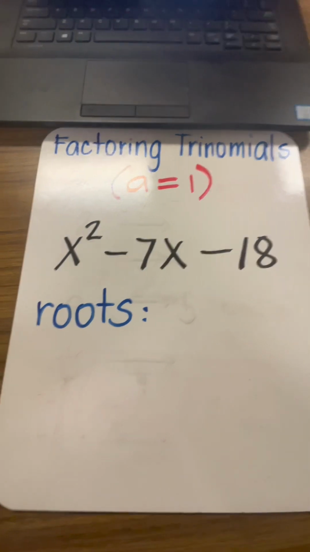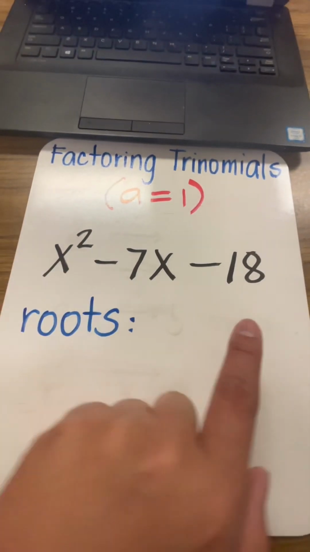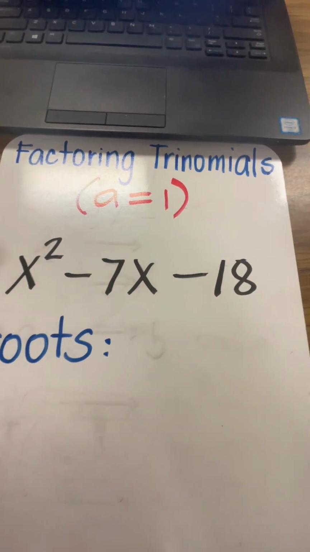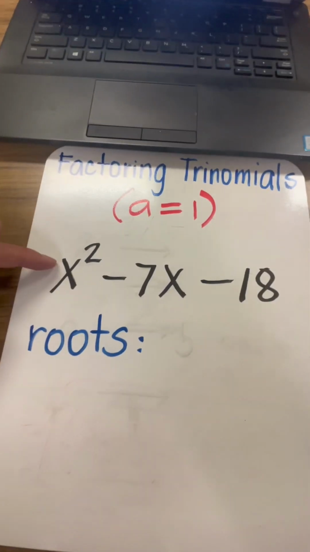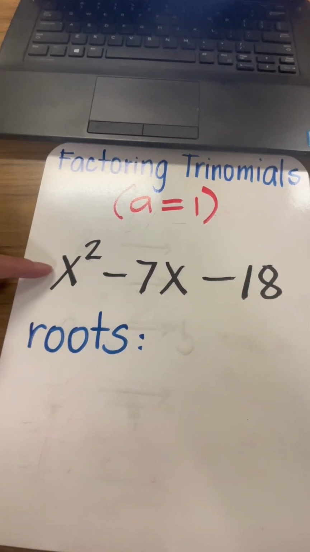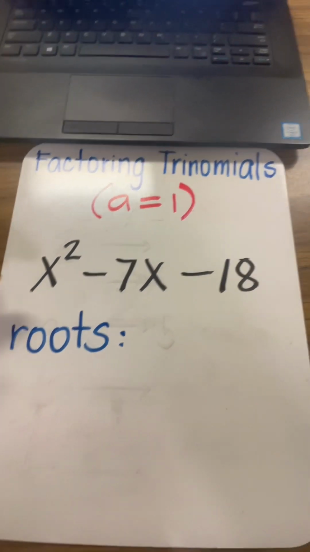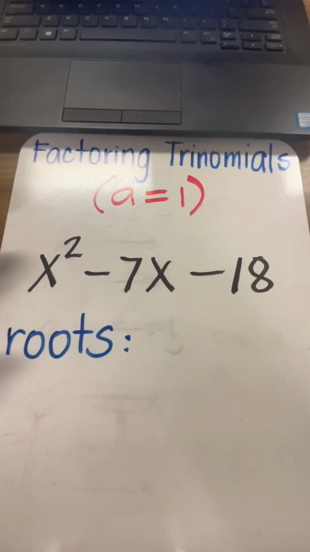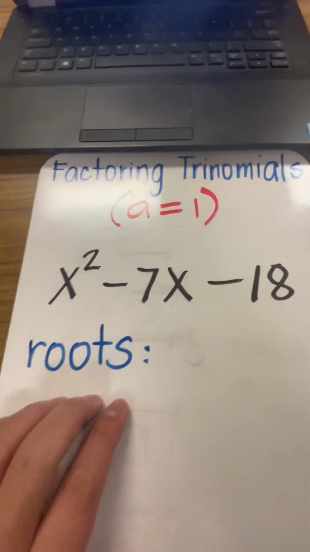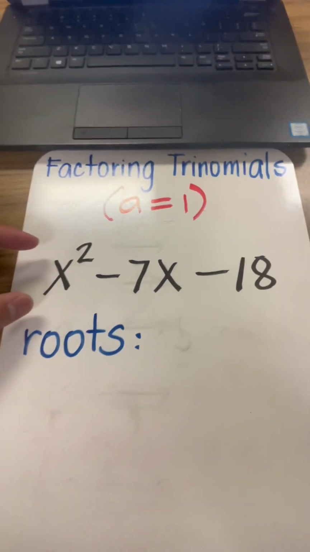For the second example, we have x squared minus 7x minus 18. This is our trinomial, and we're going to factor it. Remember, our a here is equal to 1. The first step is to find the roots, and with the help of our graphing calculator, we will be able to see the roots. Let's put this in the graphing calculator.